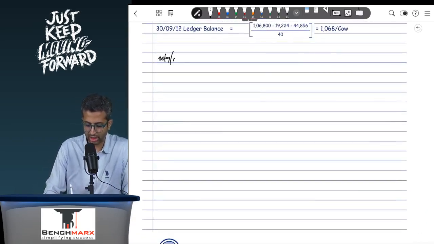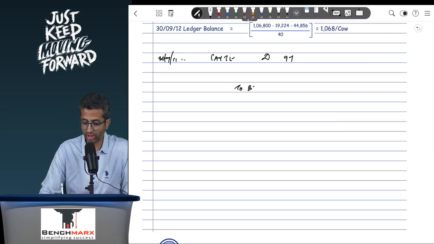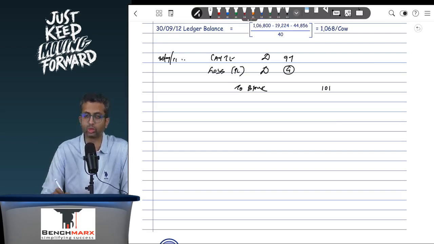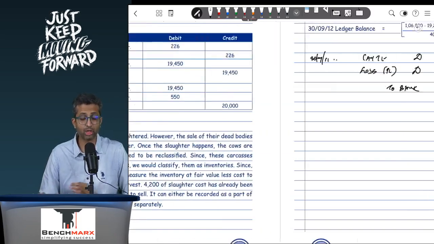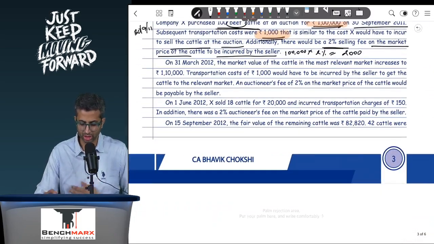So if you were to pass the journal entry over here, let us say on 30th September, your journal entry 11 would be, let's say, beef cattle account debit. This will be debited by 97,000 to bank. Your total payment that you will make will be 1,01,000, and hence the remaining 4,000 balancing figure will be shown as a loss on initial recognition that will be taken to the profit and loss account. So a fairly important and interesting adjustment is, so this is on 30th September.